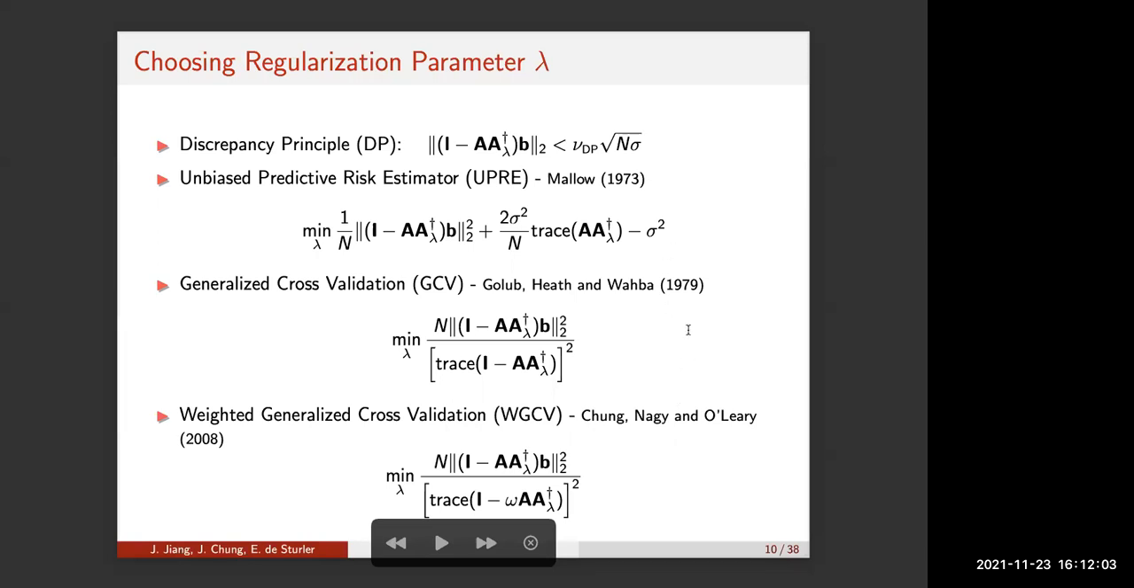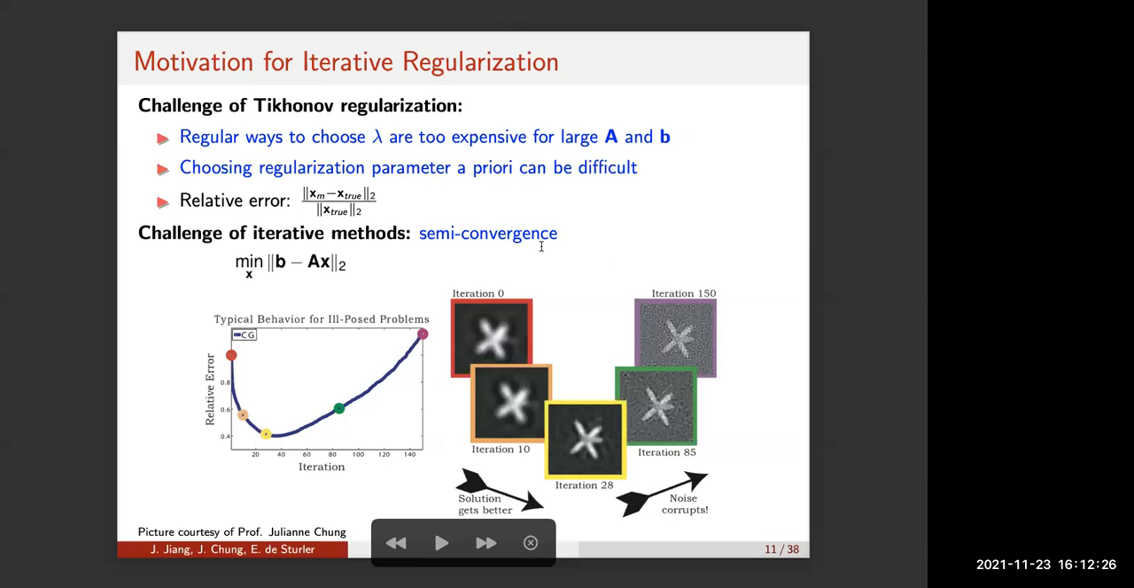But for these four methods, we all need to solve an optimization problem, and the size of the optimization problem is the same as the size of the original inverse problem. So if the inverse problem becomes very big, finding a good regularization parameter lambda becomes very expensive. That's why for large scale inverse problems, choosing a good lambda is very expensive. So for large scale inverse problems, people usually use iterative methods to solve them. For example, here I listed the relative error of the conjugate gradient.